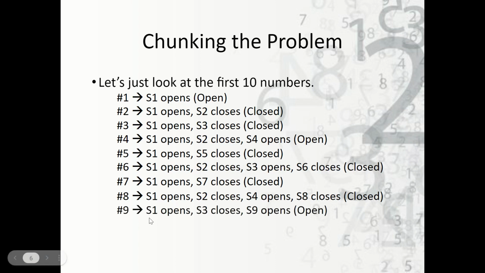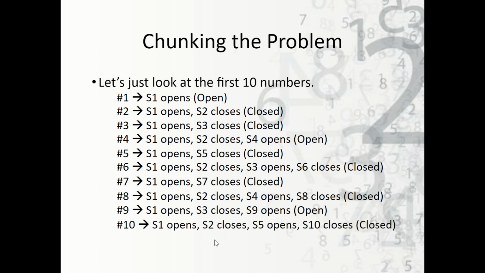Locker 9 is opened by student 1, closed by student 3, opened by student 9, so it's open. And locker 10 is opened by student 1, closed by student 2, opened by student 5, closed by student 10, so it is closed. So if we look at it then, we can see that the ones that are open at the end of this are lockers 1, 4, and 9.